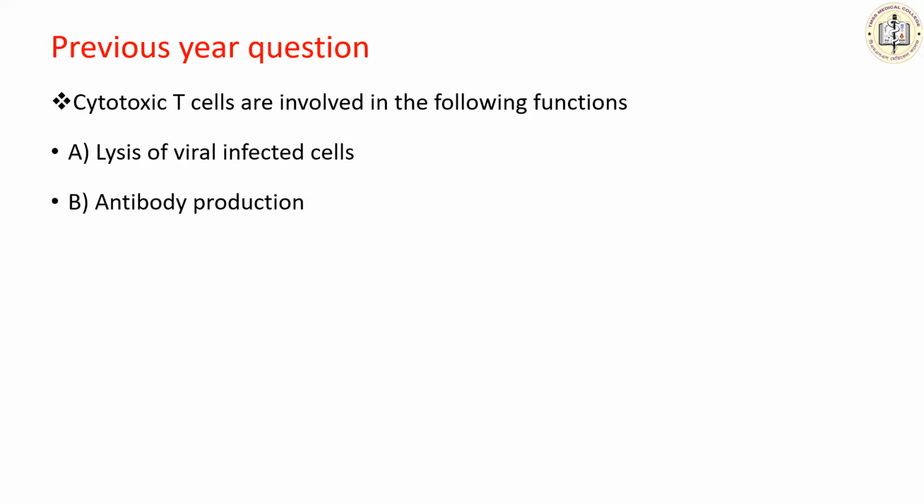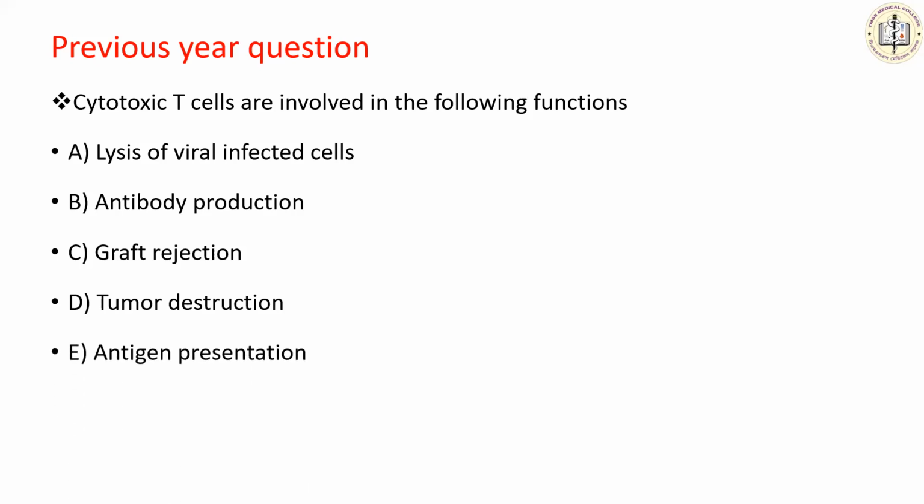True. Antibody production by cytotoxic T cell, true or false? False. Good. Graft rejection, true. Good. Tumor, true. Good. Antigen presentation, false. Good.